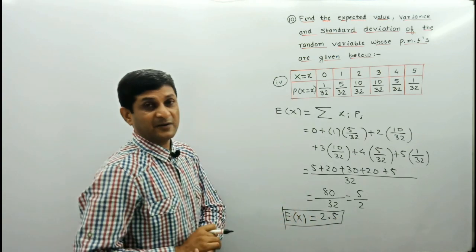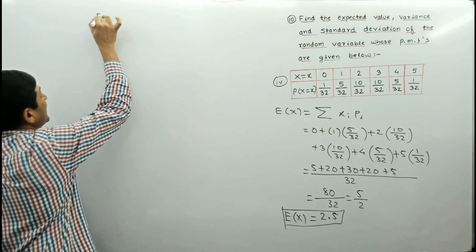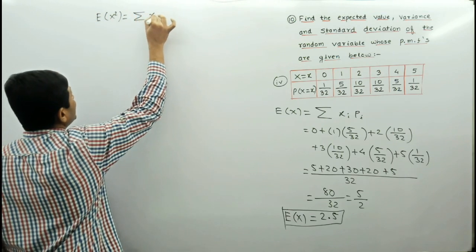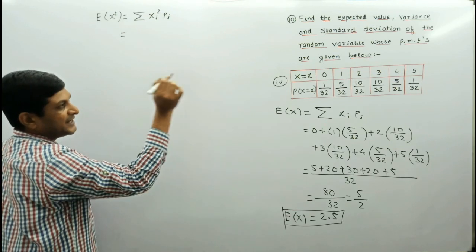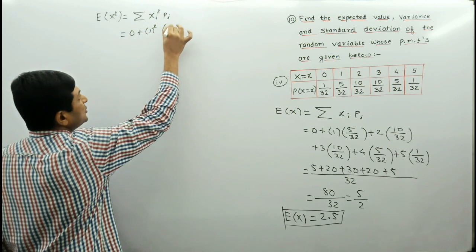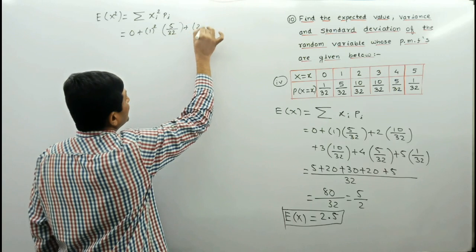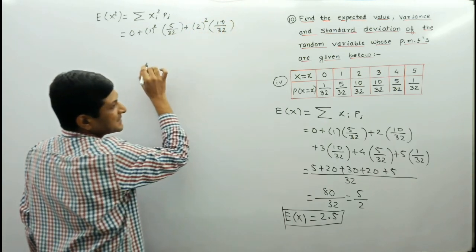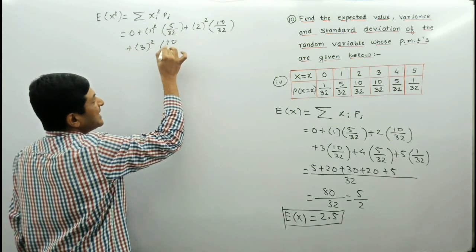Now which is our second required value, that is variance, and we know that to find out the variance we will require the value of E of x square, and E of x square is what? Summation xi square into pi. So which is equal to 0 square into any number is 0, so first term is 0, second term is 1 square into 5 by 32, plus second term is 2 square into 10 by 32, plus next will be 3 square into 10 by 32.